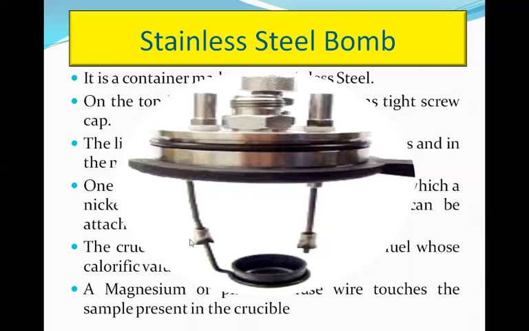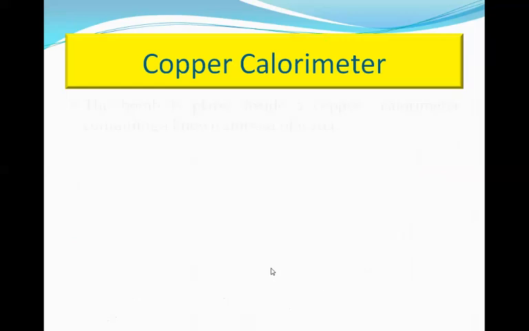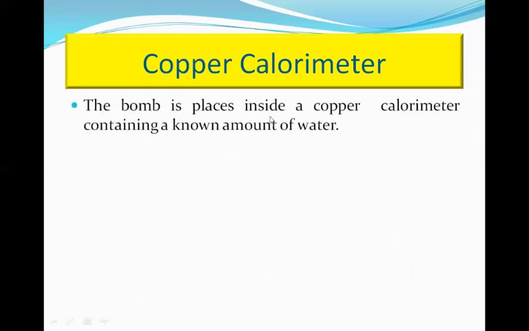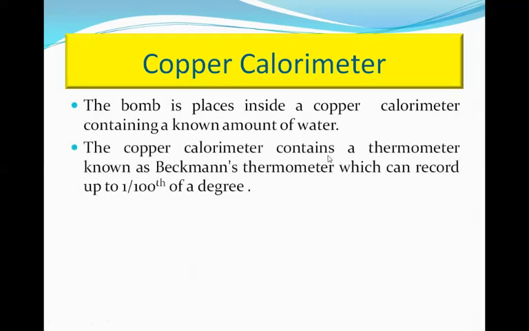And these electrodes, the electrode has a ring, and the crucible containing the sample is attached to it. Then comes the copper calorimeter. The bomb is placed inside a copper calorimeter containing a known amount of water. The copper calorimeter contains a thermometer called Beckman's thermometer, which is very sensitive and records 1/100th of a degree. A rise in temperature can be measured easily.